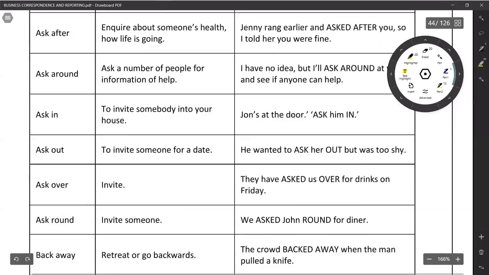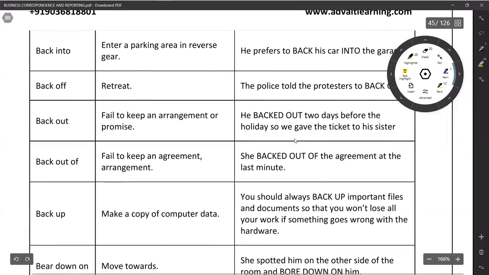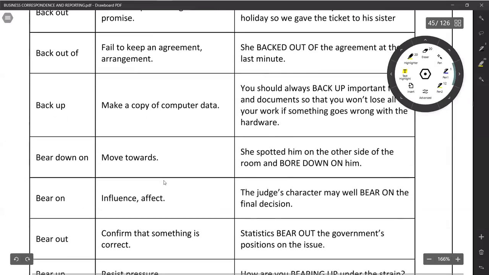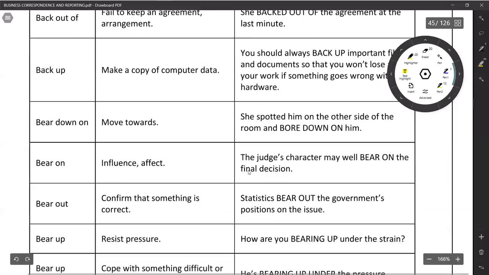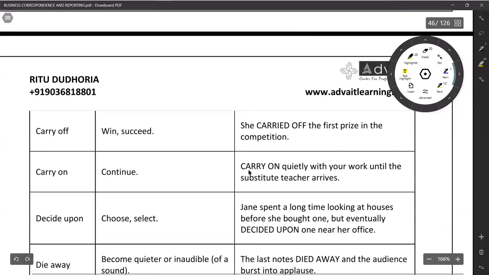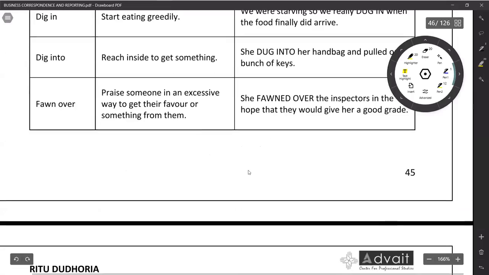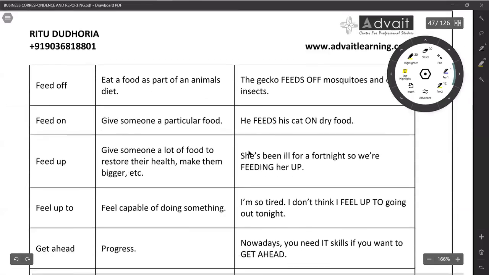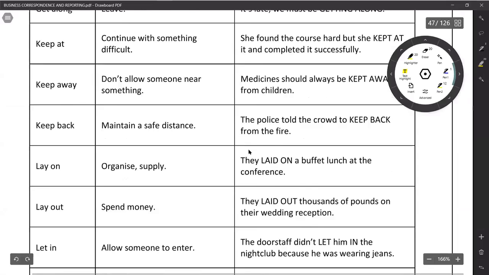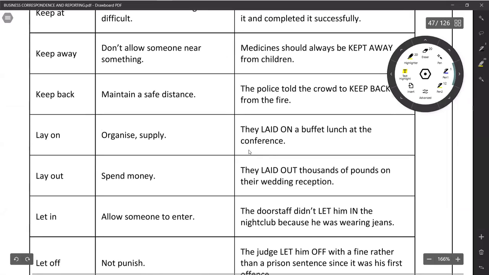The important ones, I have listed down with the help of examples. So it will be phrasal verb, meaning, example. Please start going through the list, guys. It's going to be a daily practice. Whichever you want me to discuss in class, take it up. I will randomly take it up in classes as well.